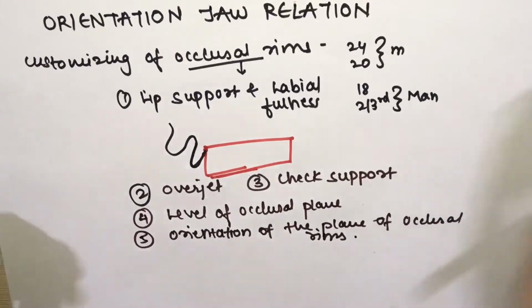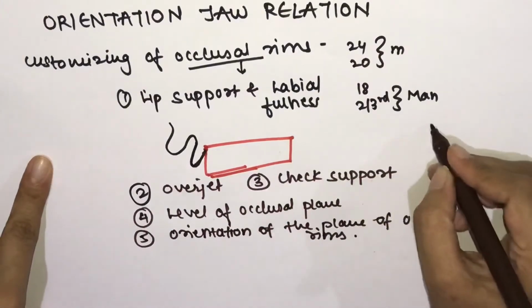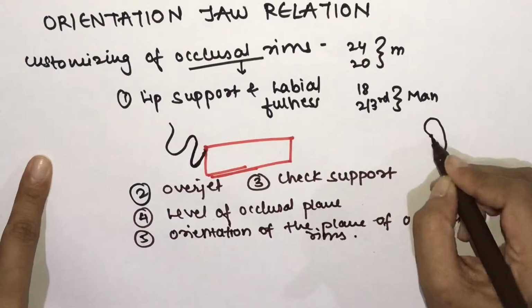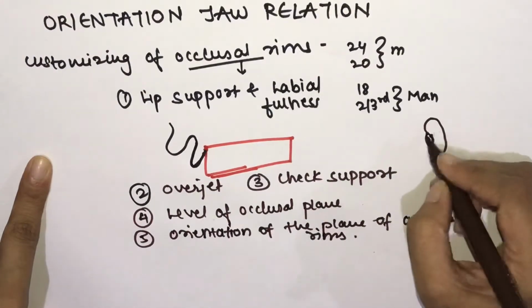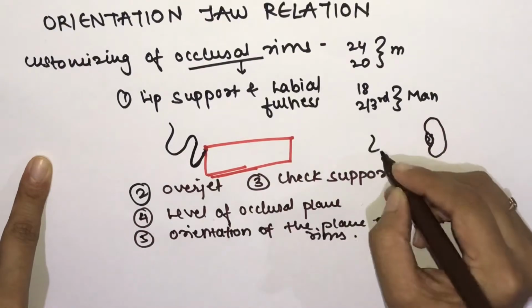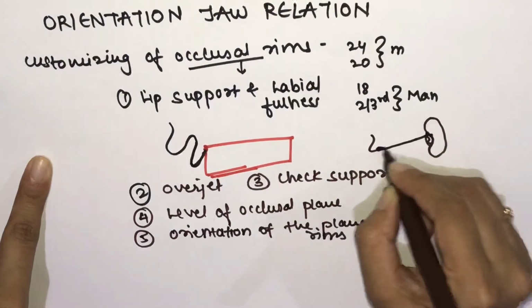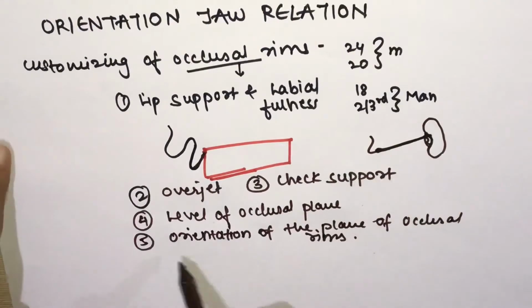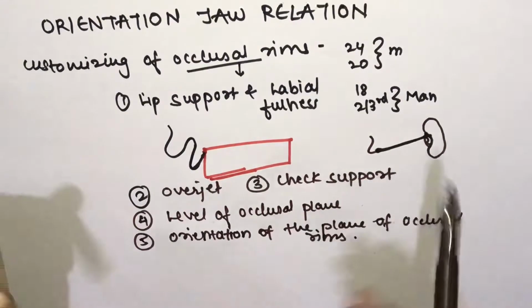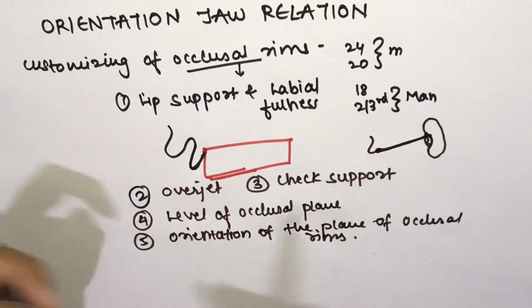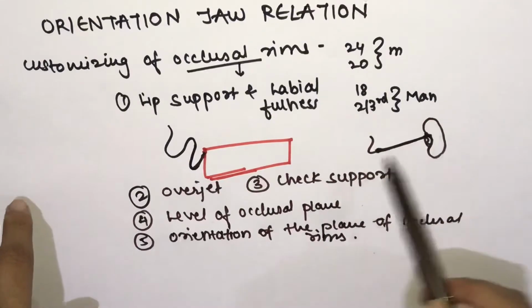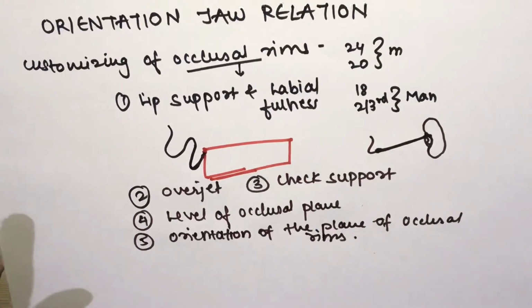So in this, how are they oriented? Basically, the orientation is done with the help of the ala-tragus line. So this is your ear, and this is the tragus. This is the line, and this is the nose. The ala-tragus line determines the orientation, such that the plane of the maxilla is parallel to this ala-tragus line, and this is done with the help of a Fox plane.